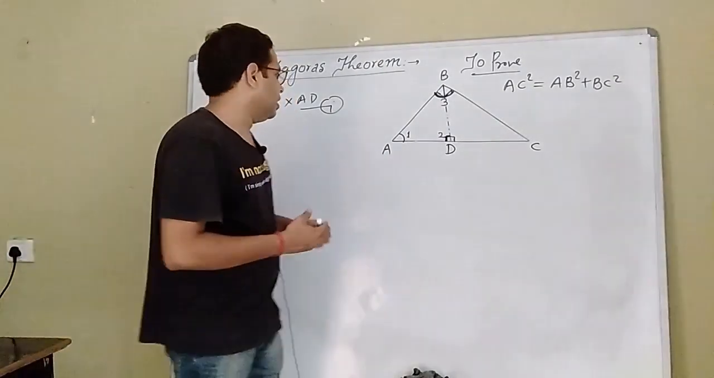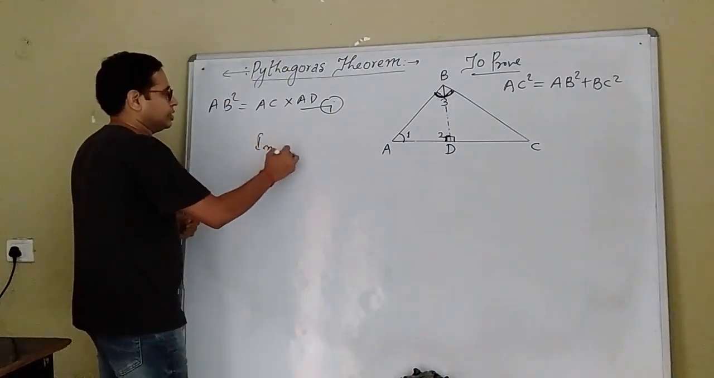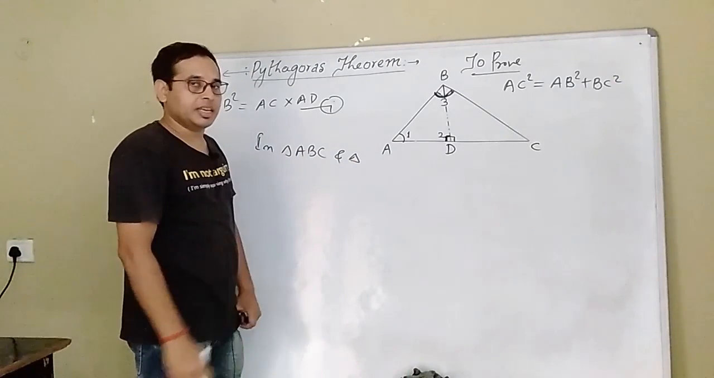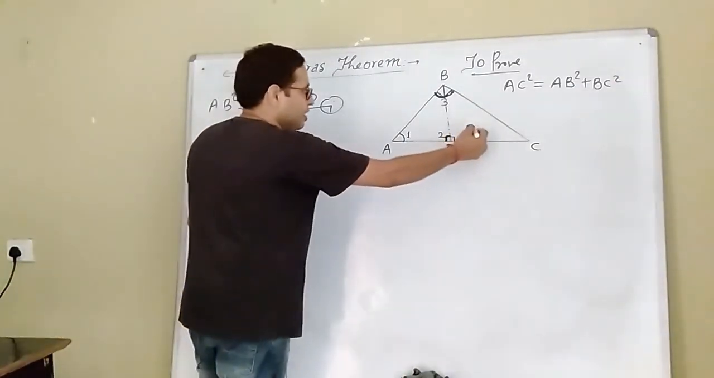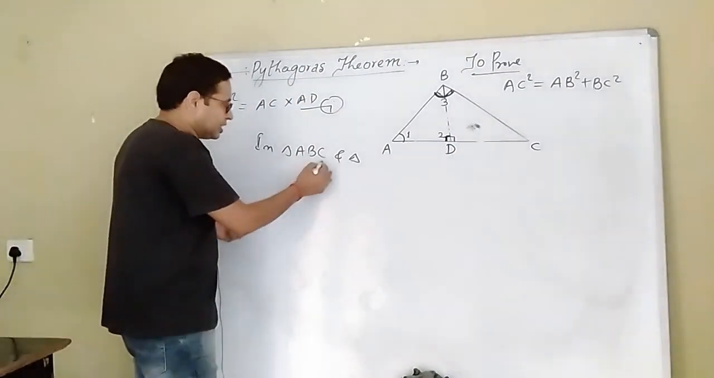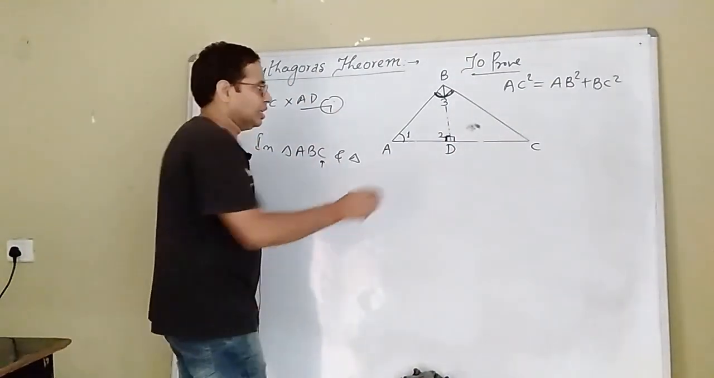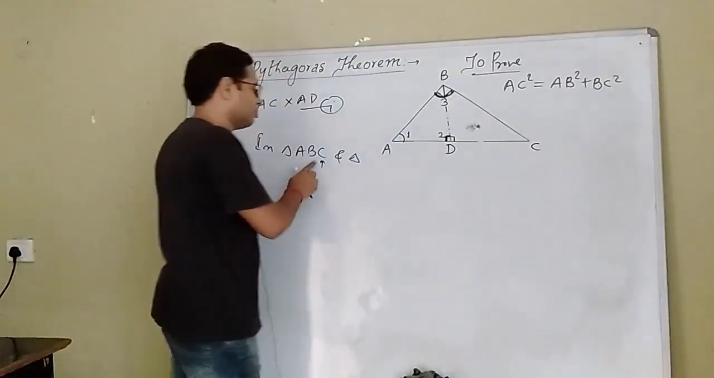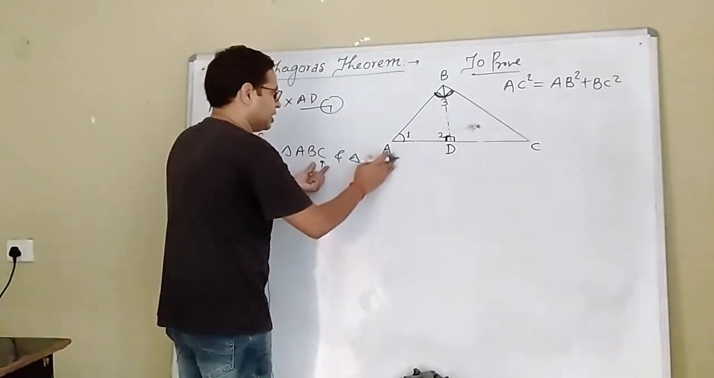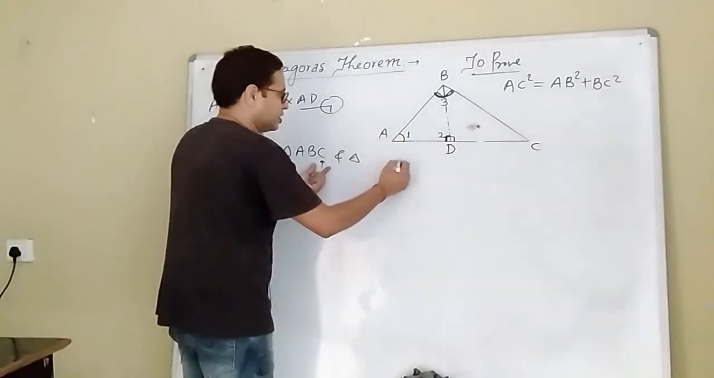Now second equation, in triangle ABC and triangle... ab kya liye? Ye baala, ye baala. Chalo, ABC. Now, here C is common in both the triangles. Is triangle mein aur bade triangle mein kya common hai? C common hai. So, I will write C at the end.